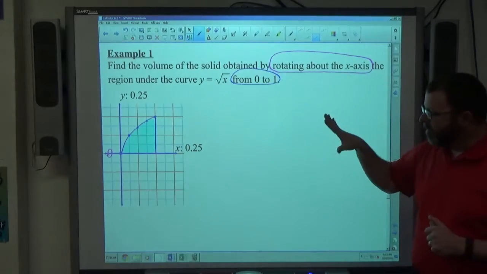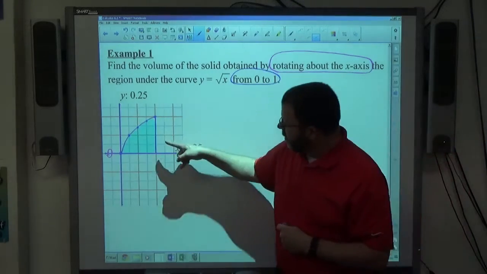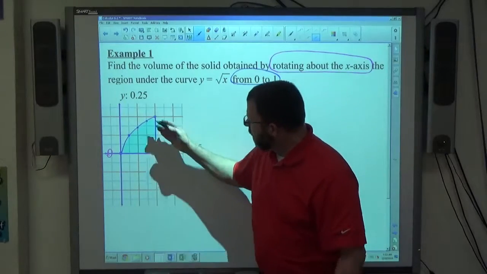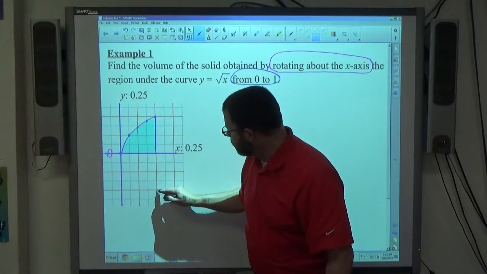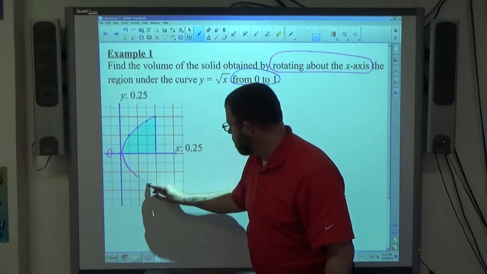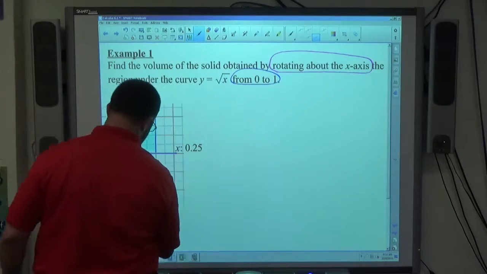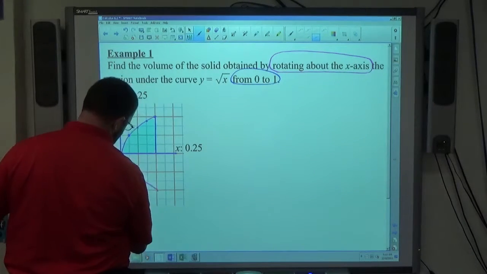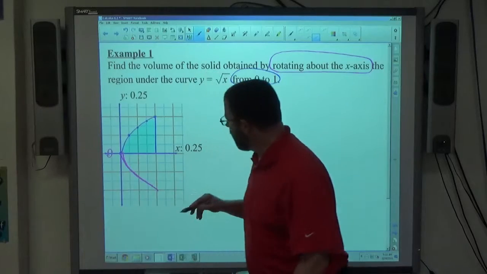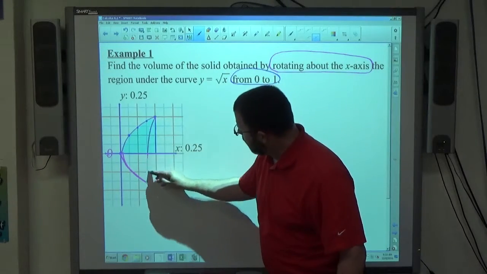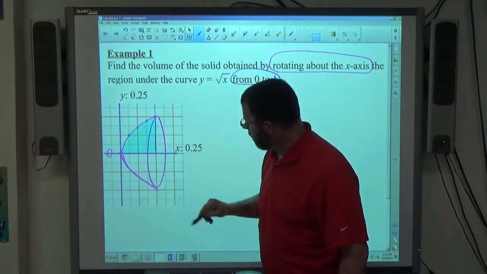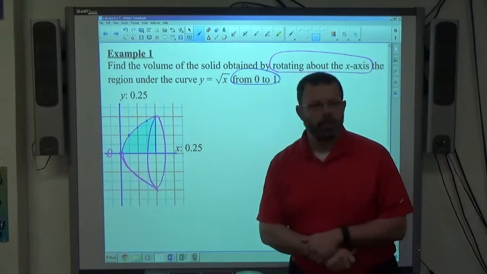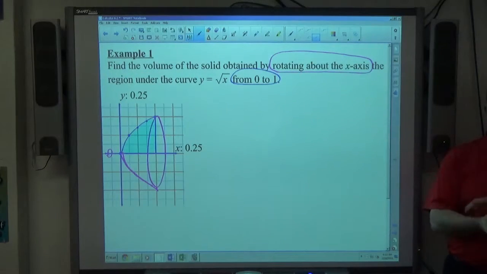But that region is being rotated this way around the x-axis. So its reflection is there. And if you just imagine kind of an oval there, just to give it a little bit of depth, so we can kind of see in there.